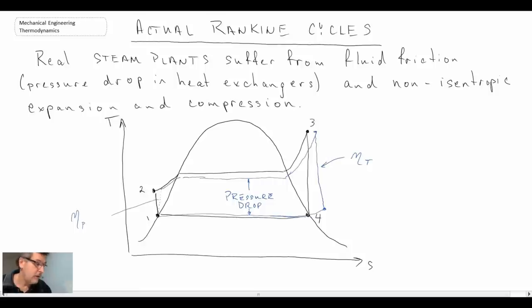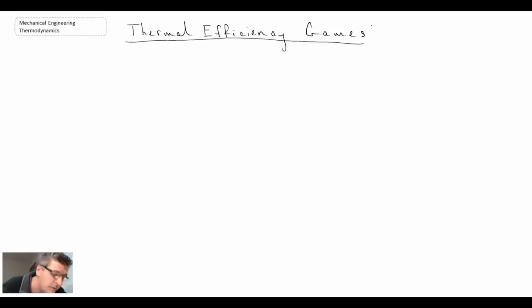Now, what we're always after as engineers is we want ways to be able to make this cycle as efficient as possible. And so what I'm going to talk about now are some of the approaches or things you can do in order to improve the thermal efficiency. So I'm going to refer to this as being thermal efficiency games. And they're not really games, but they're things that you can do in order to improve the thermal efficiency of your cycle.